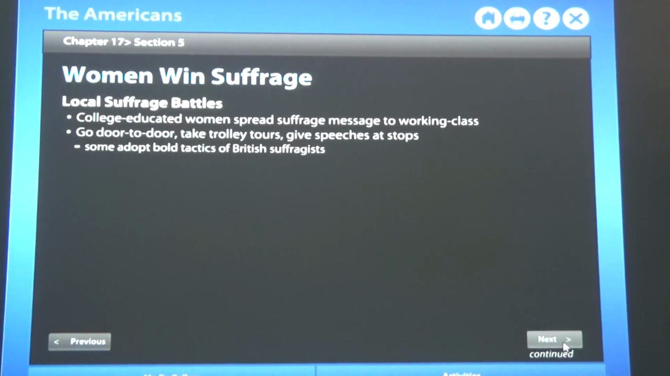And women's suffrage: college-educated women are spreading the suffrage message to the working class. They go door to door, and there are also some tactics taken from British suffragists across the ocean. In one case, a woman in England decided to throw herself onto a horse race track, and was run over for it and died from it, but the idea was to bring attention to the cause of suffrage, of the right to vote.